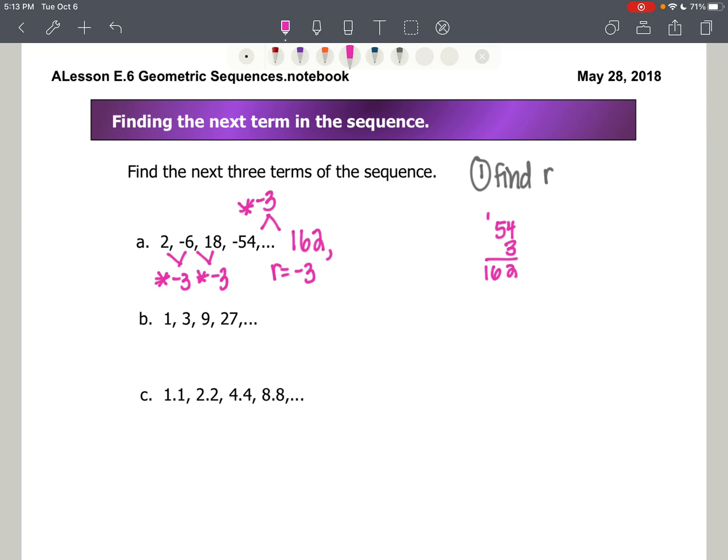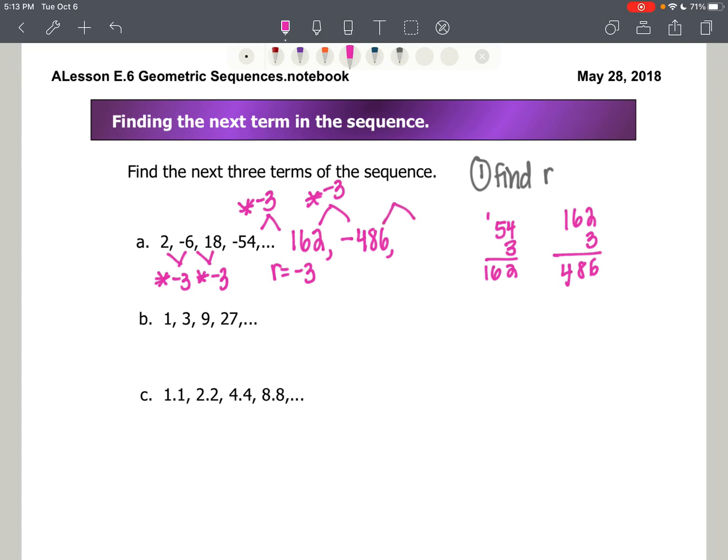Then the next term, we're going to multiply by -3. So now my positive is going to go to a negative. And 162 times 3 is 486 is what I'm getting. So -486.